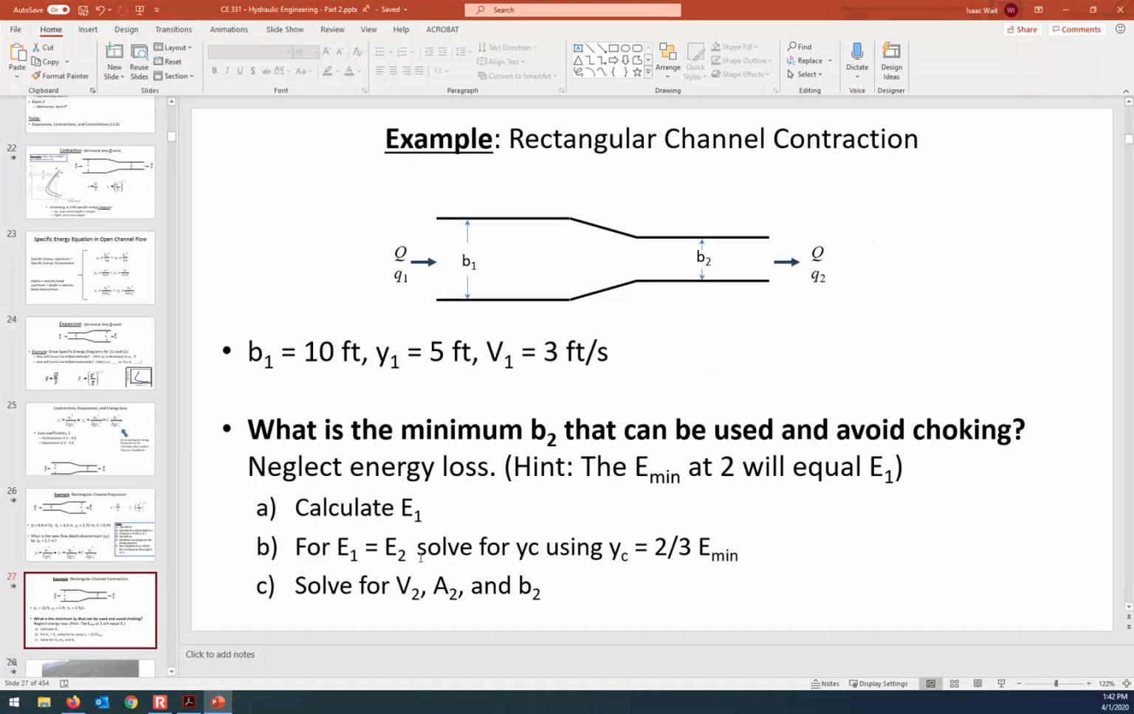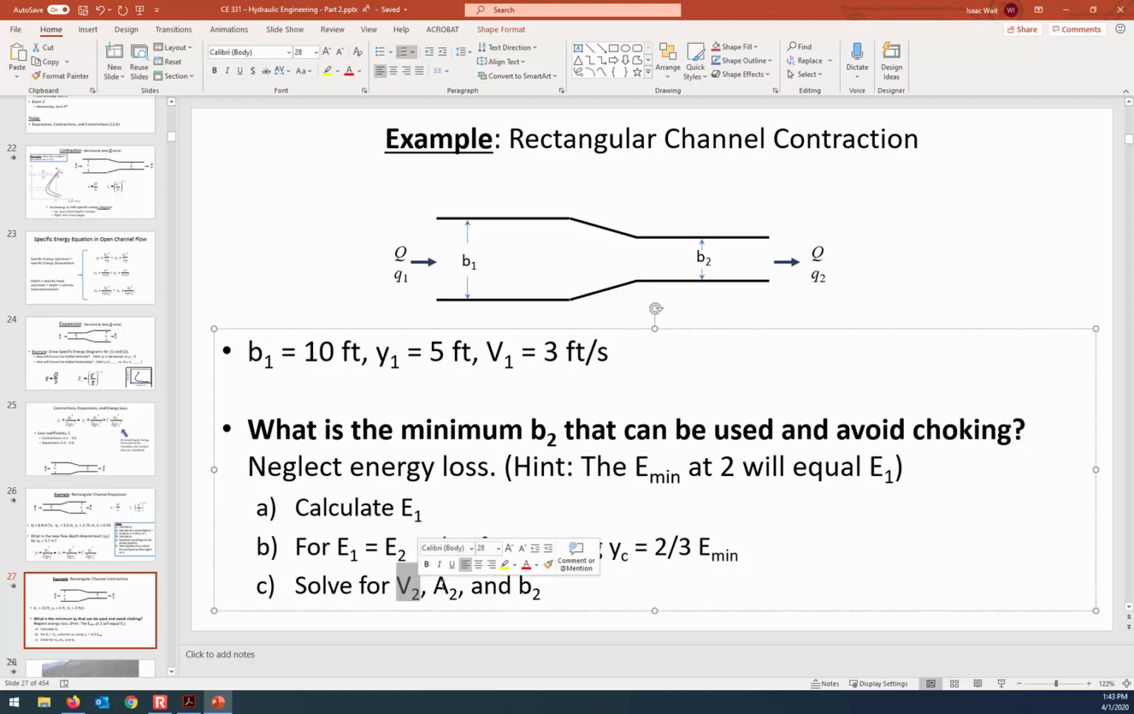Now what about how to find the velocity, then the area, and finally the width? All we know so far is Q. We can calculate Q because here at location 1 we know the depth, the width, and the velocity. So you can get Q from that, right? Q equals V times A. So what's our cross-sectional area upstream? It's 50 square feet. If it's 50 square feet and the velocity is 3 feet per second, then Q is 150 CFS.